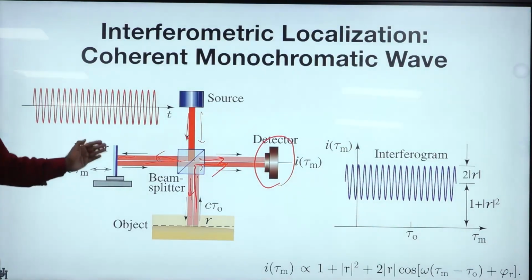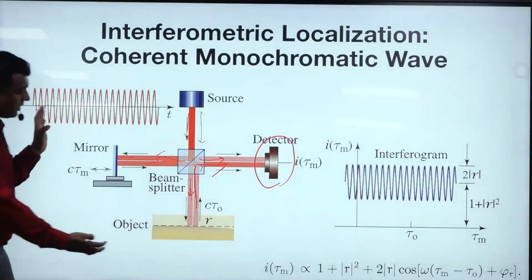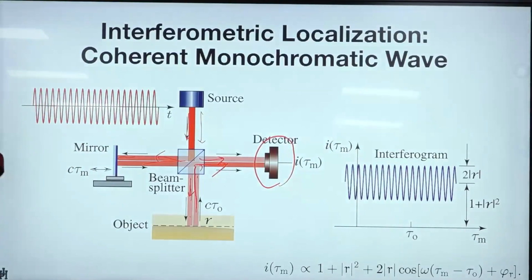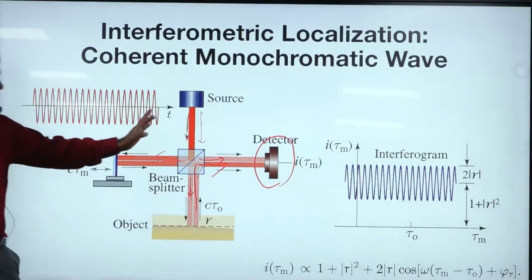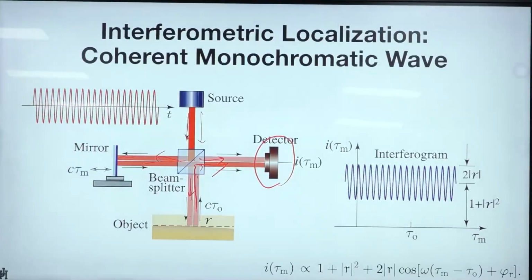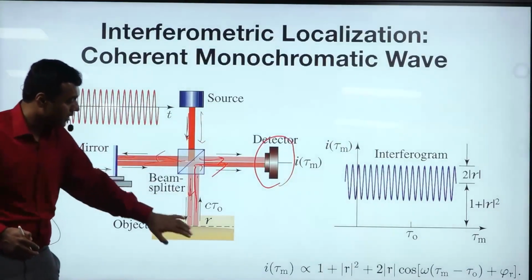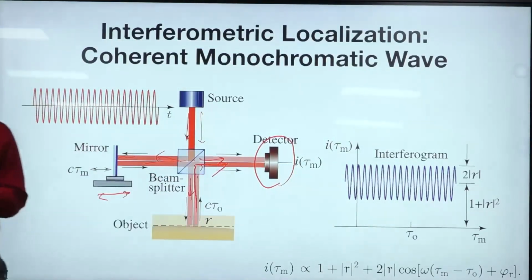The basic idea is you split the beam into two, something happens to one beam, something else happens to the other beam. You combine the two, put it on the detector, make a measurement, then move this mirror and make a sequence of detector measurements. From the signal that is detected, and from the interference pattern, you can infer something about what is inside the object. That's the basic idea behind interferometry.